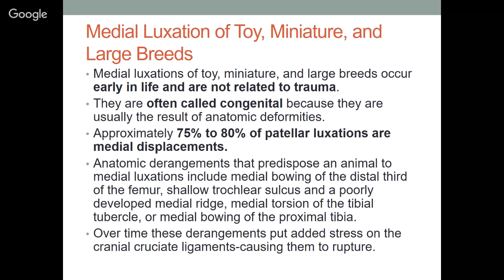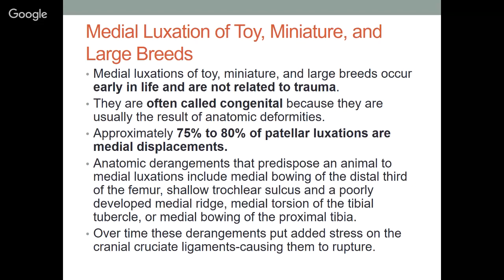And I'm giving you all those words, and you should be able to figure out what those words mean. But basically, there are a lot of different causes for this medial luxation, and it's a physics problem or a construction problem. And the only way that we can tell how to fix this is to go in and look at the joint. Over time, these derangements are going to put added stress on the cranial cruciate ligaments, which is going to cause them to rupture.